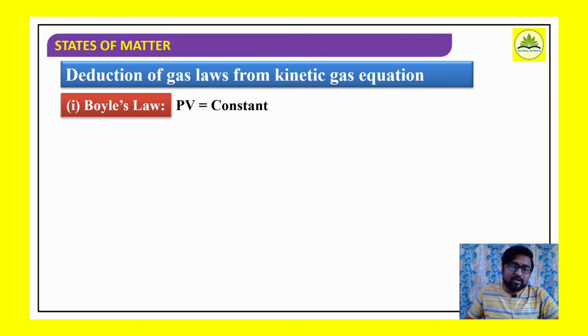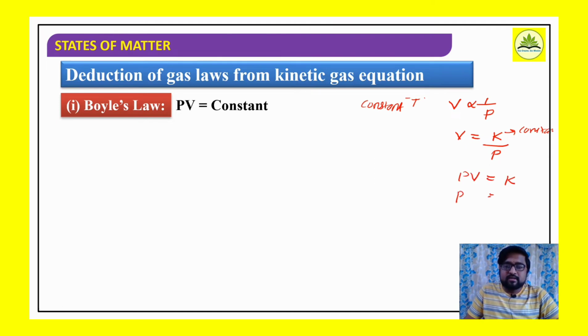Boyle's law states that at constant temperature, the volume of a given mass of a gas is inversely proportional to pressure. To remove the proportionality symbol, we place a constant K divided by P. So V is equal to K by P, where K indicates a constant. If you rearrange the equation, PV is equal to K, or PV is equal to constant. We know this, right?